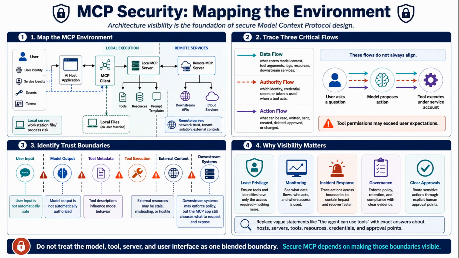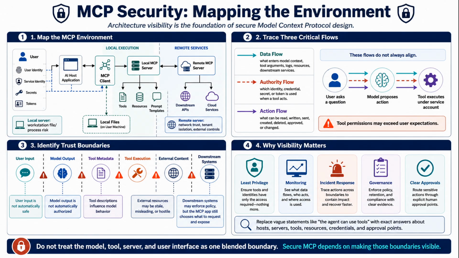Security work starts with mapping the MCP environment. The diagram should show the AI host application, MCP client, MCP servers, tools, resources, prompt templates, user identity, service identity, downstream APIs, local files, cloud services, secrets, and tokens. It should distinguish local servers from remote servers because local execution and remote service access create different risk profiles. A local server may touch files or processes on the user's machine, while a remote server may rely on network trust, tenant isolation, and external service controls.